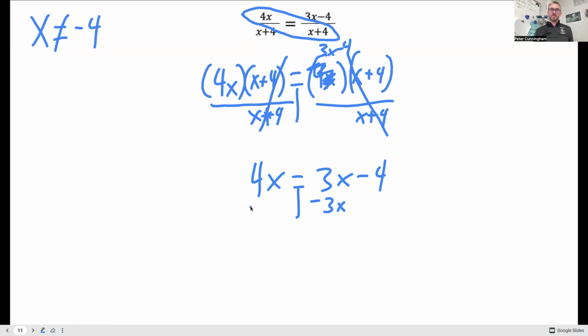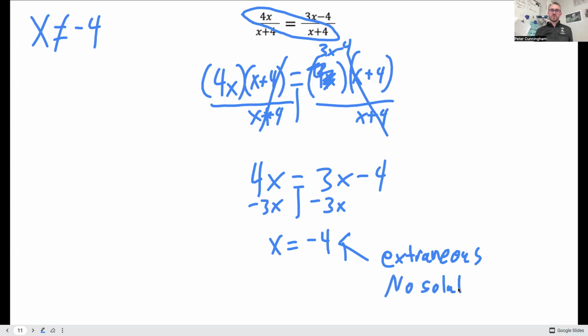Take 3x away from both sides. And we get our answer. Our answer is x equals -4. Perfect. That's our answer, right? No, extraneous. So there actually is no solution.